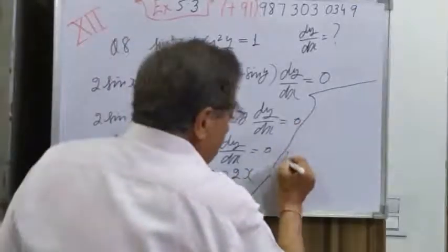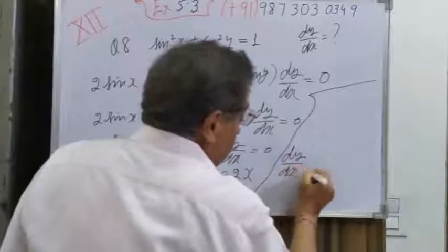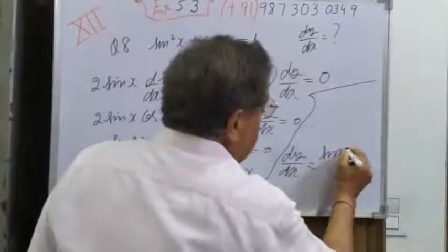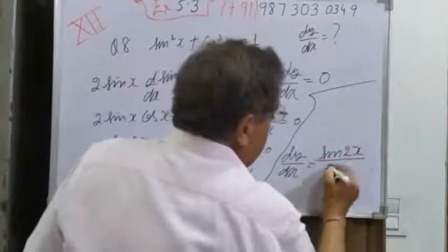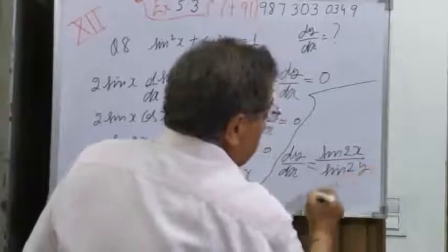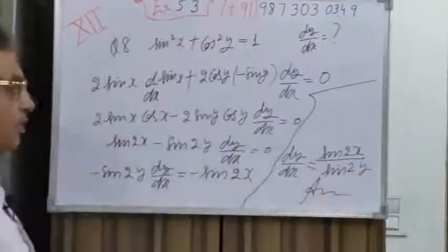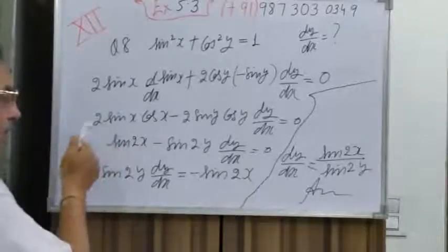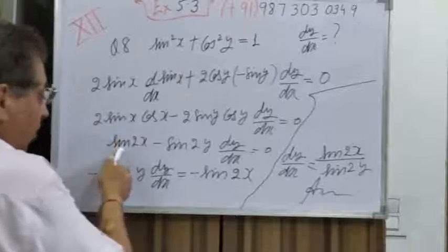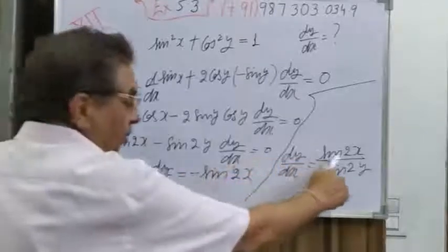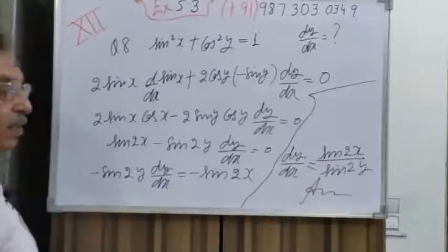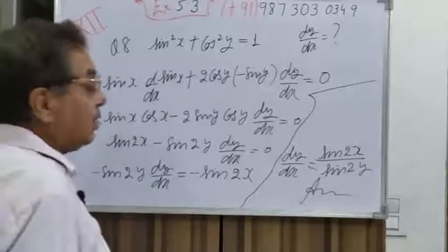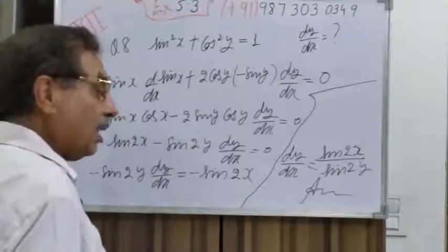But our target is only to find dy upon dx. So dy upon dx would be sin 2x divided by sin 2y. So that is our final answer for this one. In case you are unable to recall the formula in the examination, you can leave 2 sin x cos x as it is. In the numerator you will write 2 sin x cos x upon 2 sin y cos y, the 2 gets cancelled, that is sin x cos x upon sin y cos y.